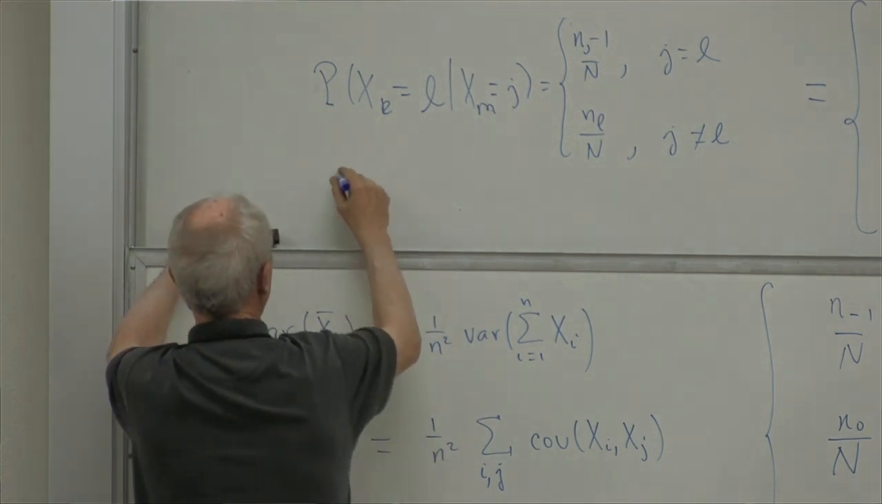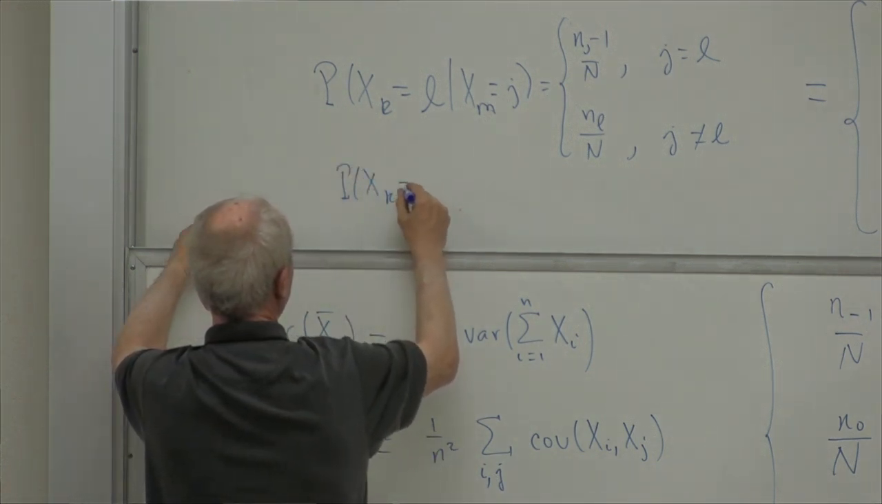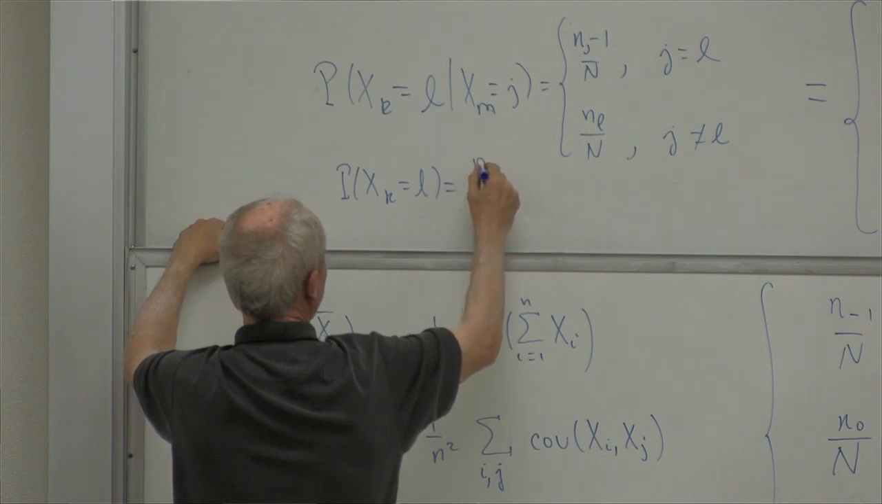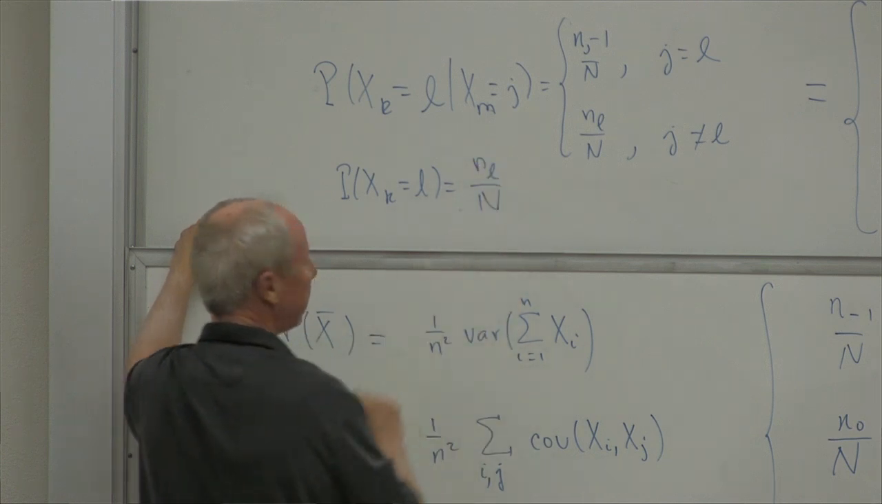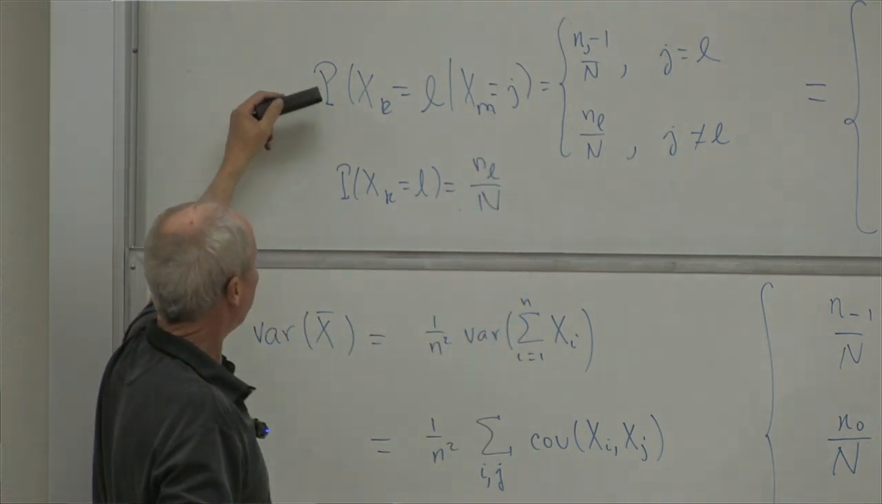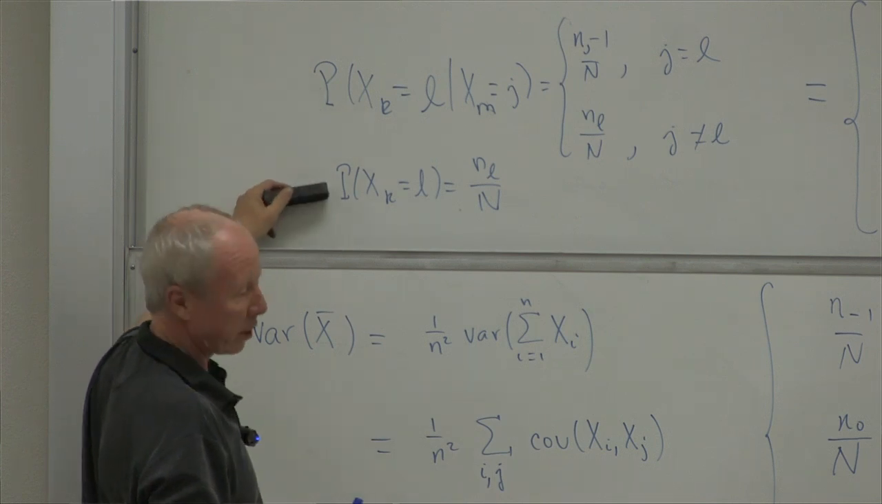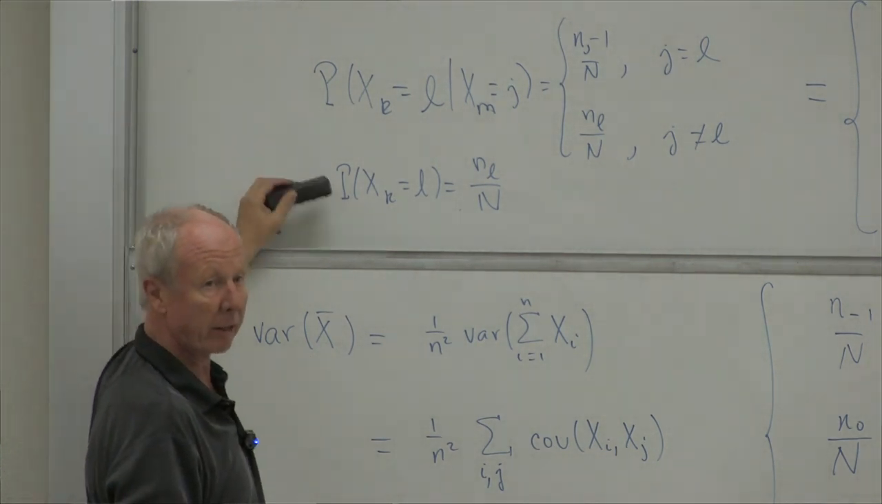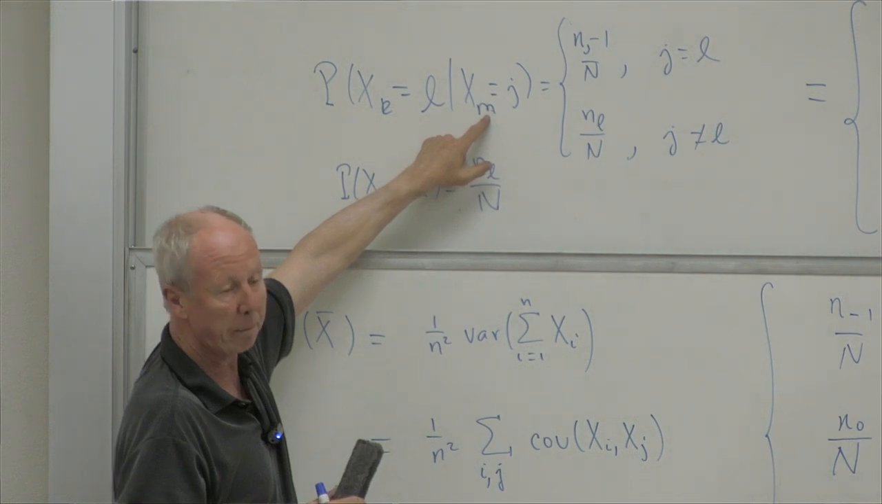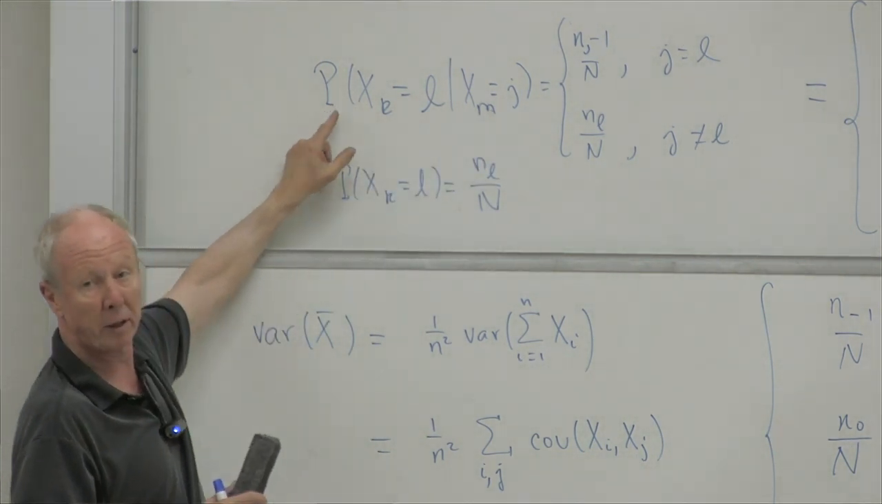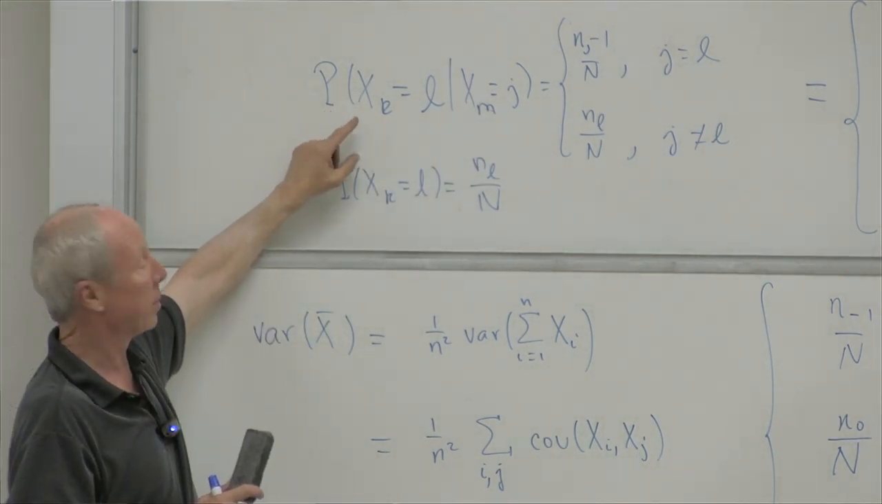And what's the probability that xk is equal to L? It's n sub L over capital N, right? Is this conditional probability equal to this probability? No. So what does that say? It says given information about xm, it changes your opinion about the distribution of xk.